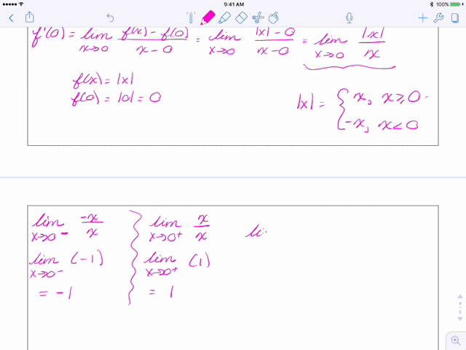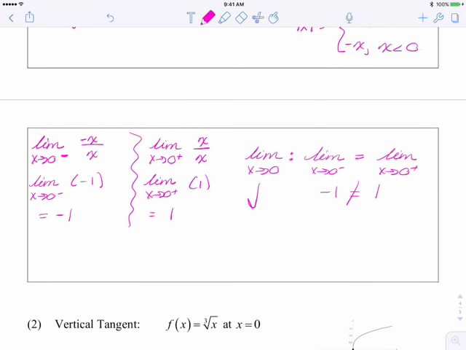Remember that in order for the limit as x approaches 0 to exist, what must be true is that the limit from the left of 0 must be equal to the limit from the right of 0. From the left of 0, the limit was -1. From the right of 0, it's 1. Last I checked, -1 was not equal to +1.